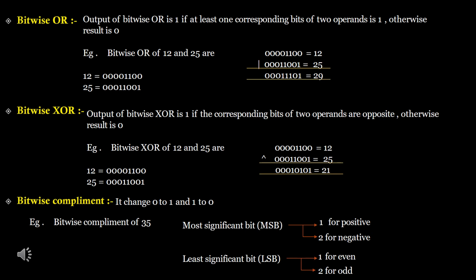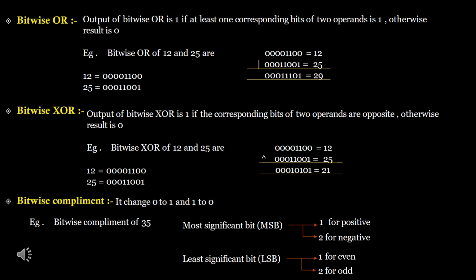Next, we have the bitwise OR operator. It returns 1 if at least one of the corresponding bits of the operands is 1. For instance, the bitwise OR of 12 and 25 results in 29, where any position with a 1 in either operand gets a 1 in the result.